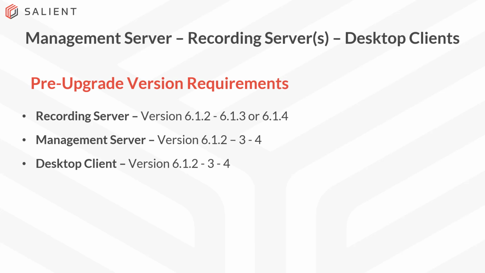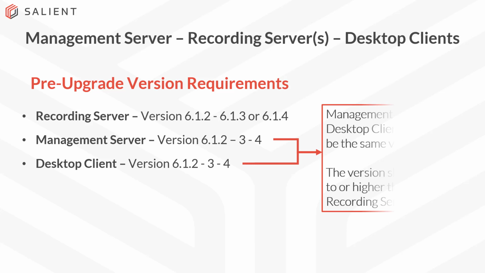Before you upgrade your deployment to version 7, your management server, recording servers, and desktop clients must be running either version 6.1.2, 6.1.3, or 6.1.4 of CompleteView. If you are at any other previous version, make sure you upgrade your deployment to one of these before attempting to install version 7 of CompleteView.